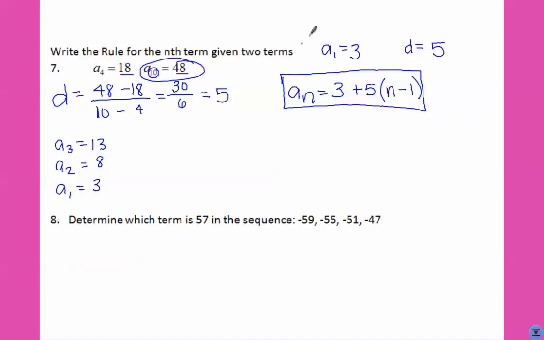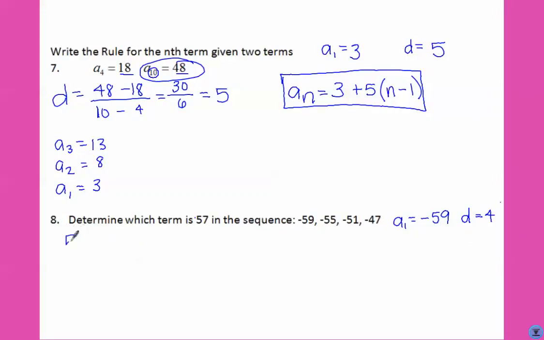All right, so we've looked at how to find a sub 1, we've looked at how to find d, we've looked at how to write an equation. Let's see if we can figure out a term number. So determine which term is 57 in the sequence. So it's saying 57 comes up somewhere in this pattern. We're starting at negative 59, and our numbers are doing what? They're going up by 4. So a sub 1 is negative 59, d is 4.